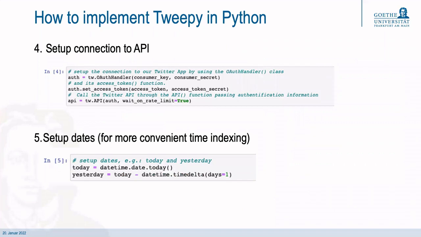Thereafter, we can set up the connection to the API. So here we use the handy functionality of Tweepy, the OAuth authenticator. And in this line, we call the API for the first time. And we set the wait_on_rate_limit parameter equal to True, which means that if we are doing some API requests and we exceed our rate limits, then it will automatically wait until we have new limits available. We can also set up dates as they will be more convenient later on.